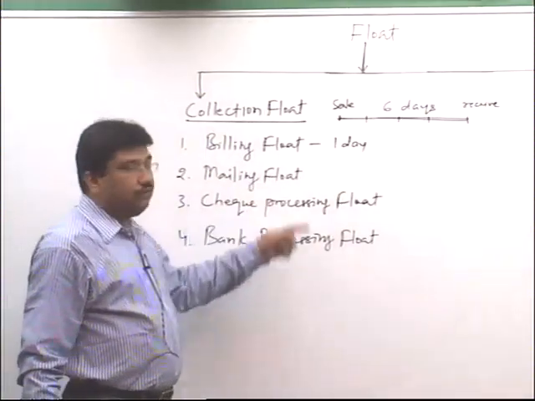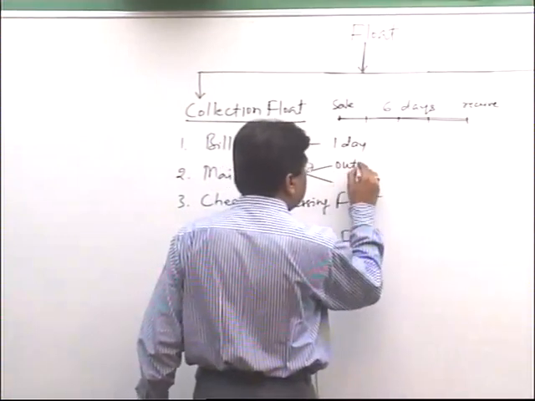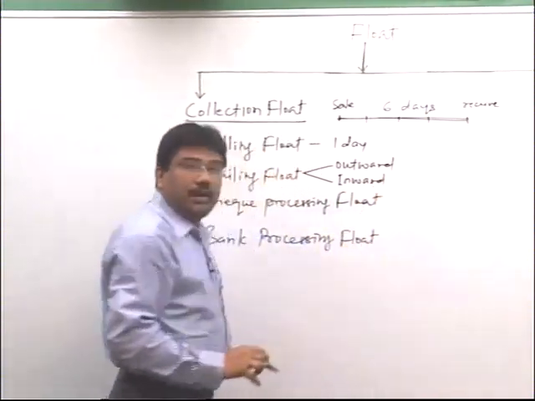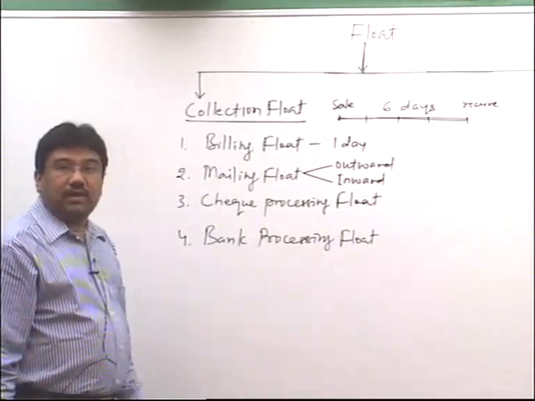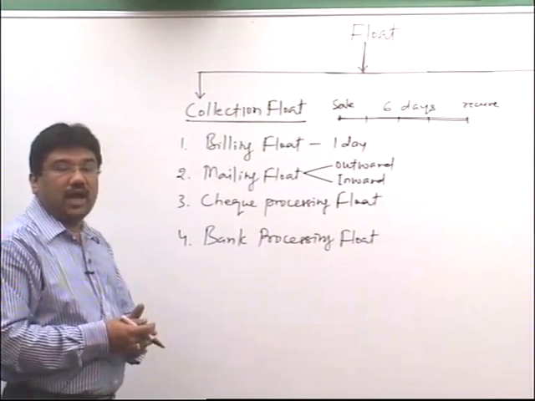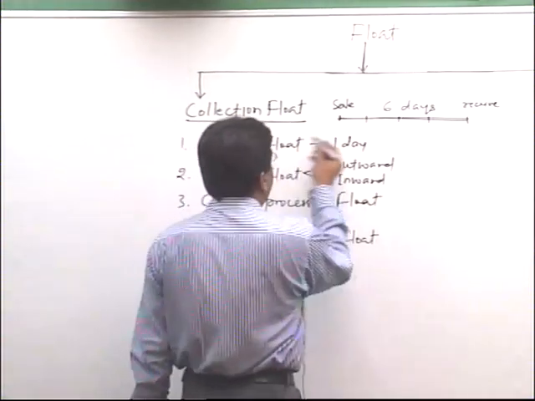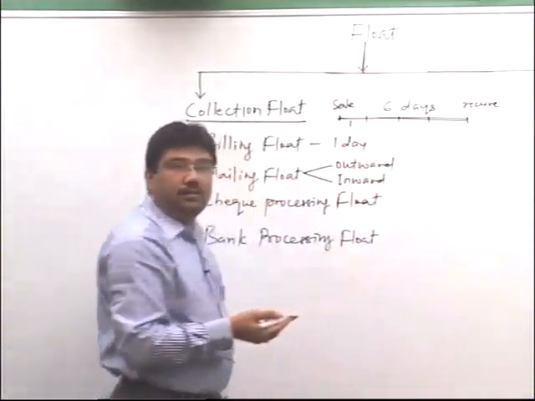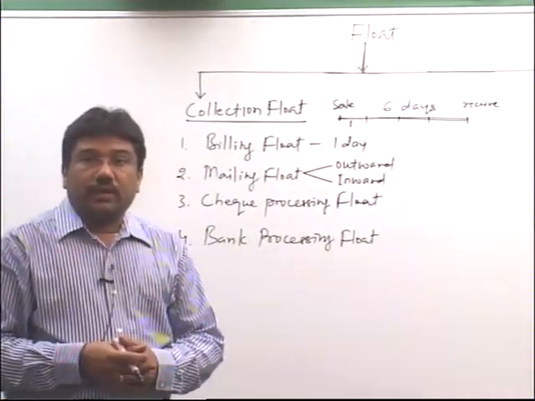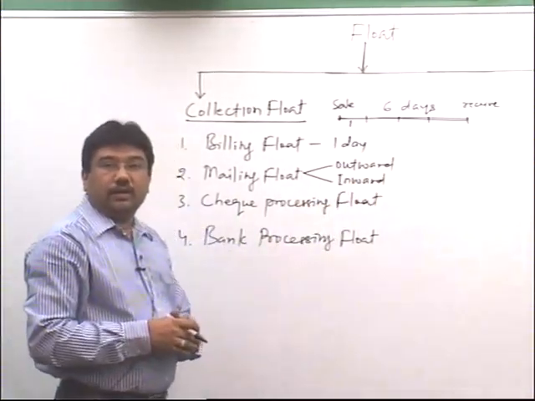The second is mailing float. This mailing float is of two types, mailing outward float and mailing inward float. Mailing outward float means the time taken by the organization to send the bill to the customer after it is prepared. Suppose the bill is prepared after 1 day, so our billing float is say this 1 day. After preparing the bill, if you deliver the bill to the customer and if it takes time, then your mailing outward float will be of that much time.